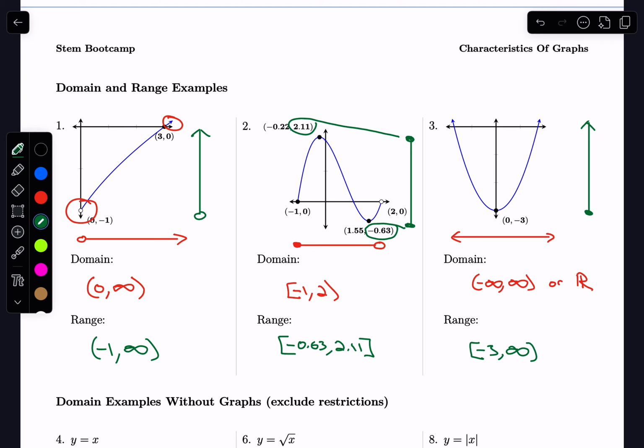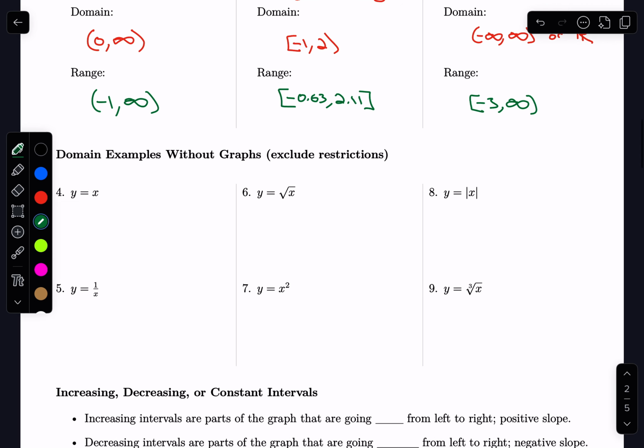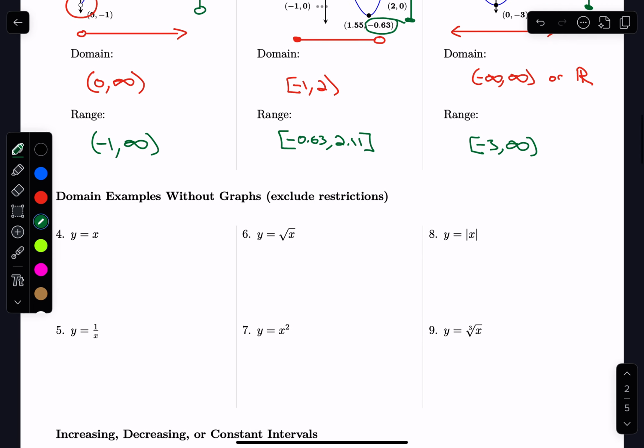All right, so now some examples where we don't have a visual, which means we have to take into account the restrictions that are possible. So first one is y equals x. The graph of this function is just a straight line that has no restrictions. You can plug in anything. And so all real numbers is our domain, where you could also say negative infinity to infinity. Both of those mean the same thing, both work, no restrictions.